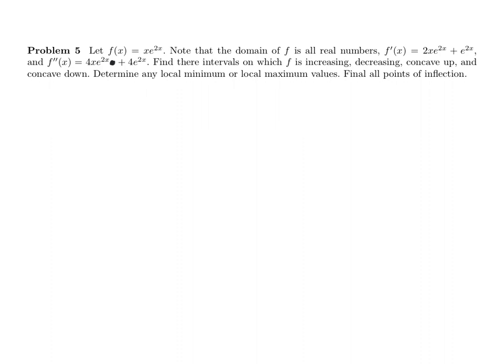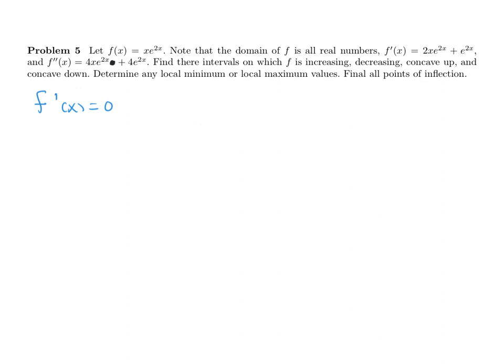In problem 5, we're given the function f of x, its derivative, and second derivative. Using this information, I'd like to find the intervals on which the original function is increasing and decreasing, where the original function is concave up and concave down, and then find any local mins, maxes, or inflection points. So to start with, for increasing and decreasing, I'm going to use the derivative itself. I'm going to check to see where the first derivative is equal to 0. And from that, I'm going to figure out where it is positive and negative.